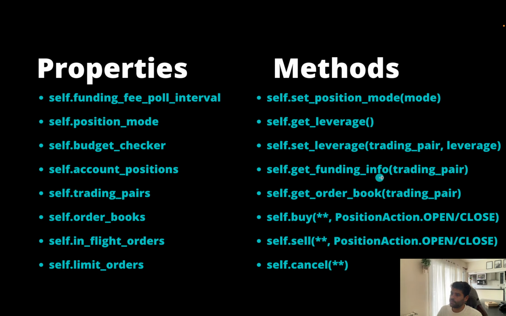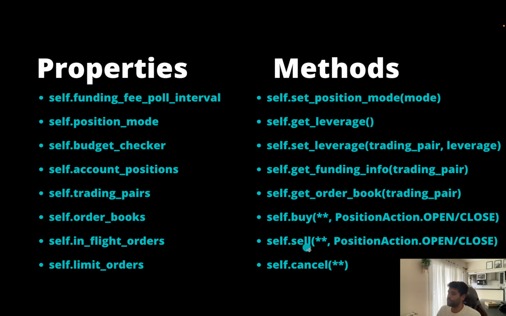Then you have get funding info for a specific trading pair. In this case, get funding info will retrieve the next funding rate, and you will have information about the index, the mark price, when the funding rate will happen, and the predicted rate that we have. Then we have get order book. This will give you the order book object for a specific trading pair.